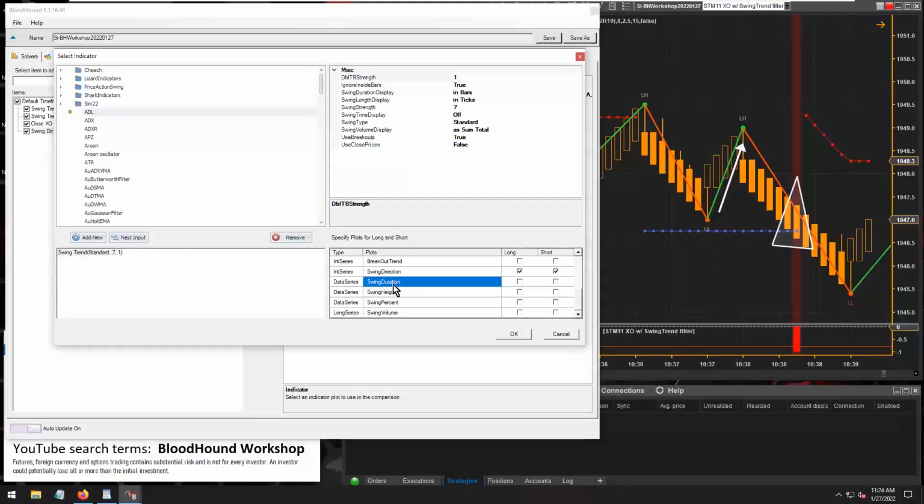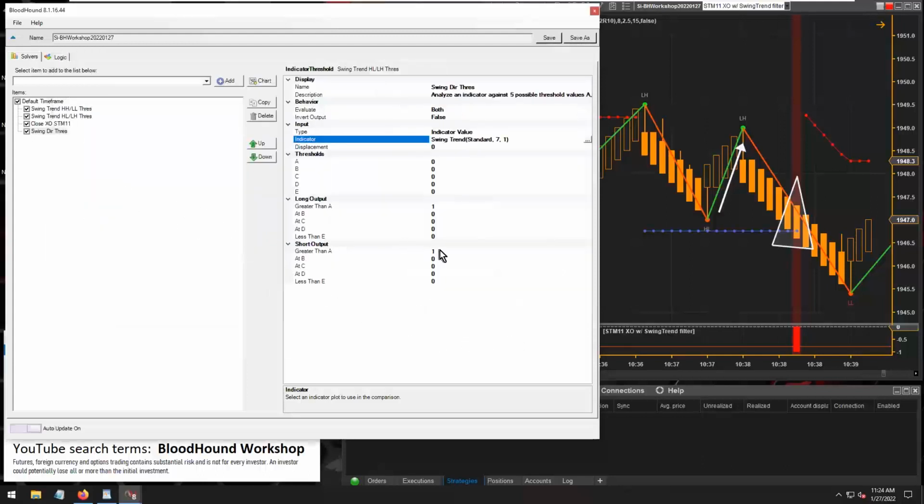Let me go back here. So this swing direction is a single output. If the swing direction is upward, it's going to equal a positive 1, and if the swing direction is downward, it's going to equal a negative 1. So that's more typical, versus what I was talking about earlier with the other solvers. So we need to change the short output to that. So there we go.